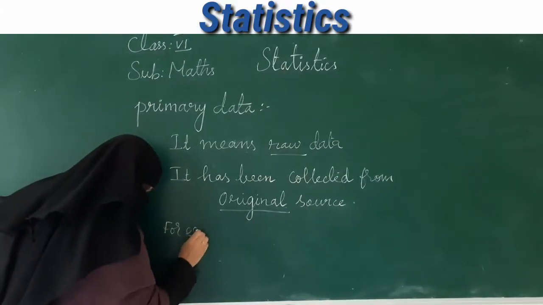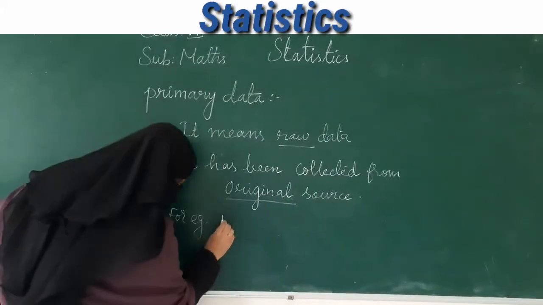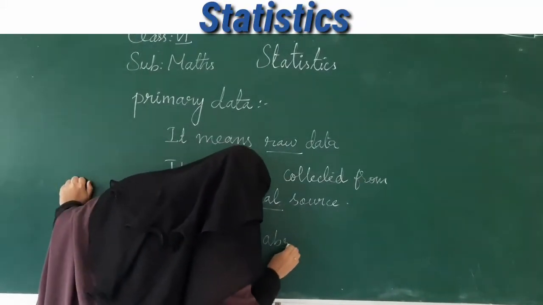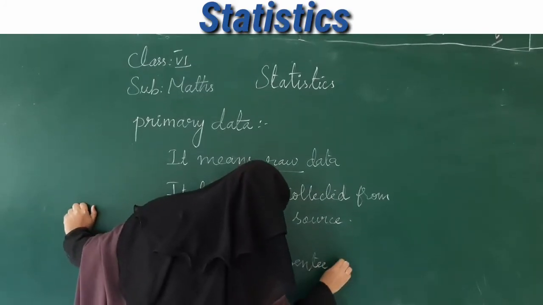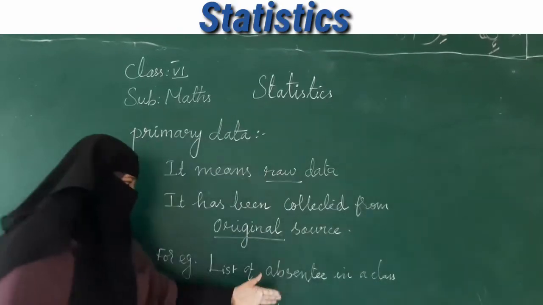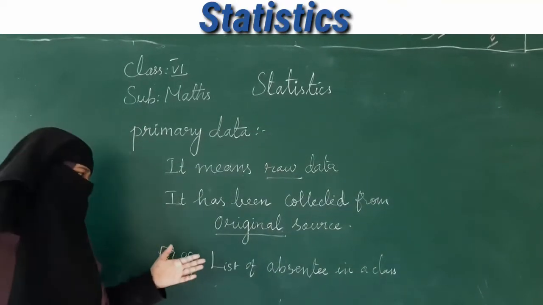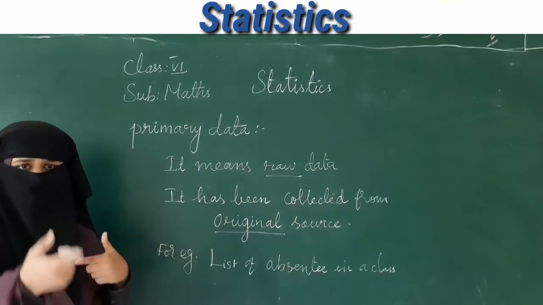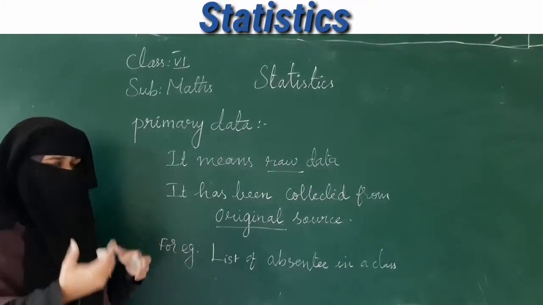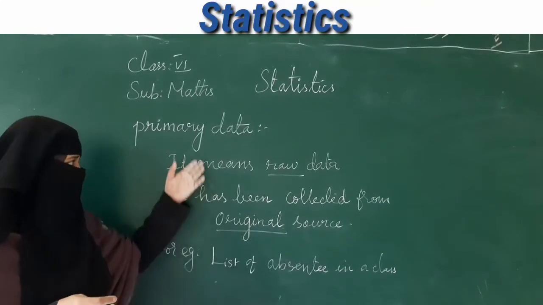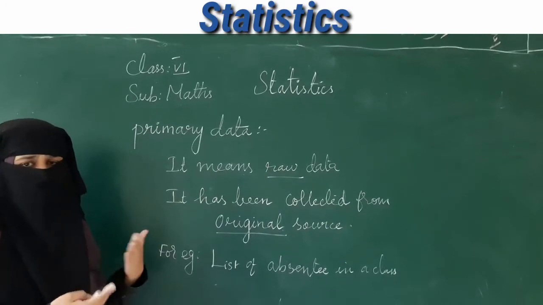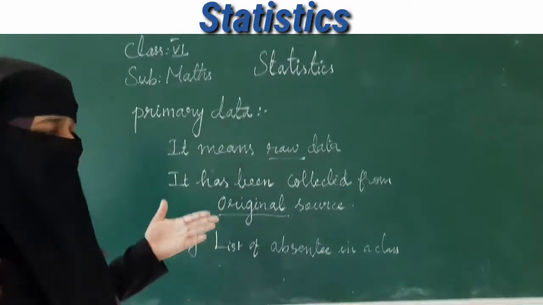Original source means, see, for example, in a class we are going to count the list of absentees. How does the teacher get the absentees list? The teacher goes into the class and takes the attendance. She gets the information of the list of absentees in a class. Okay, this is the fresh data, that is raw data. She is collecting from the original source, that is from the class. This is called the primary data.